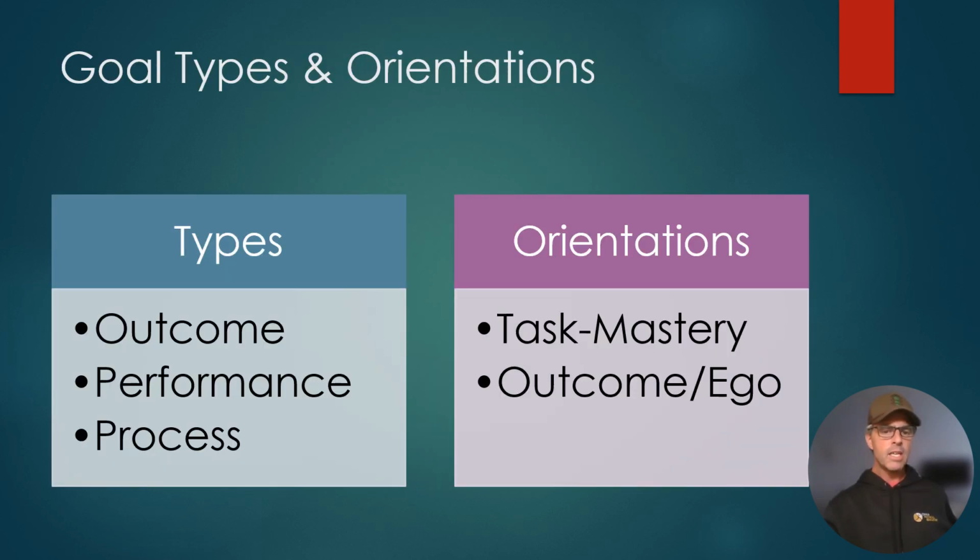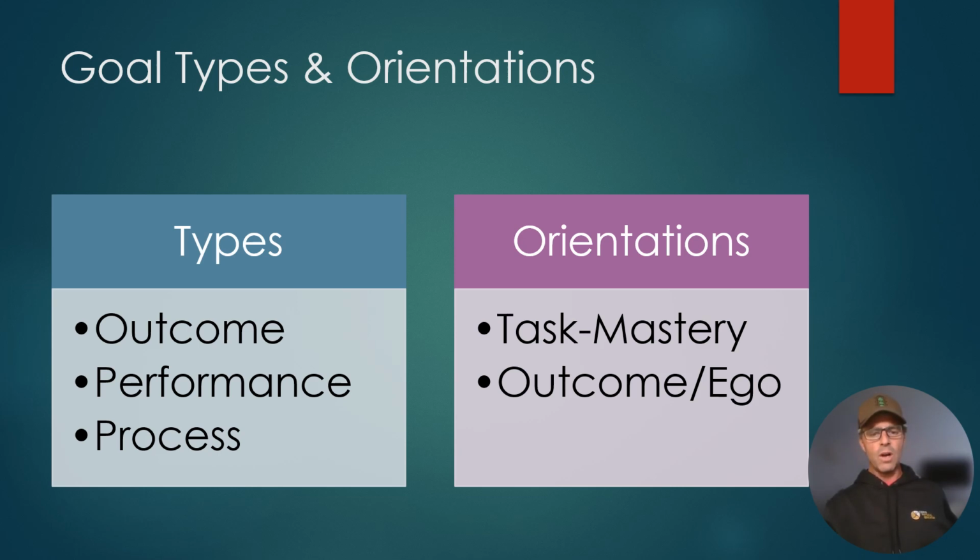Okay, goal types and orientations. Remember, you should have a firm understanding and be able to define what an outcome goal, performance goal, and process goal are, along with our orientations. Task mastery is where an individual is more concerned and focused on mastering a task, worrying about the process to improvement, whereas outcome or egocentric orientations tend to put a lot of pressure on themselves for outcomes, and they tie their pride and or shame into those outcomes.